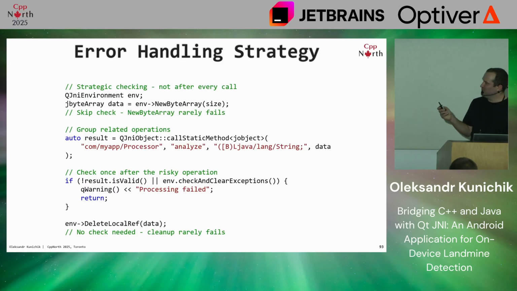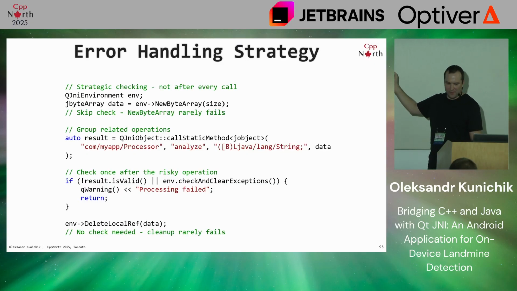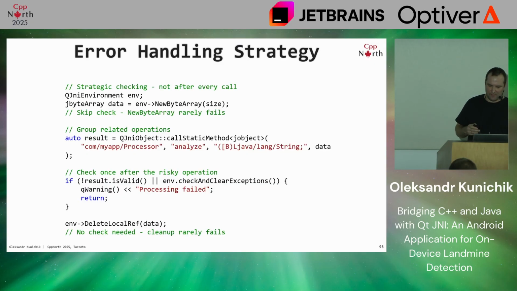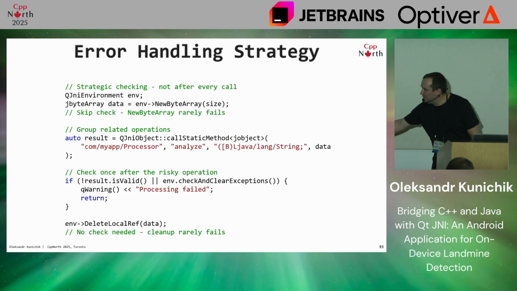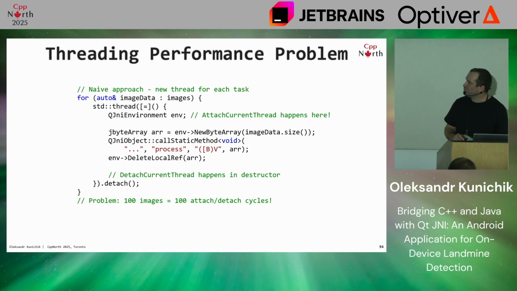Look at Qt's own code. Sometimes they check something, for example, new byte arrays rarely fail, only when it's really out of memory, and it's usually safe. But method calls to your Java code, network operations, it's better to check them. And the same with delete local reference, it's usually not needed.